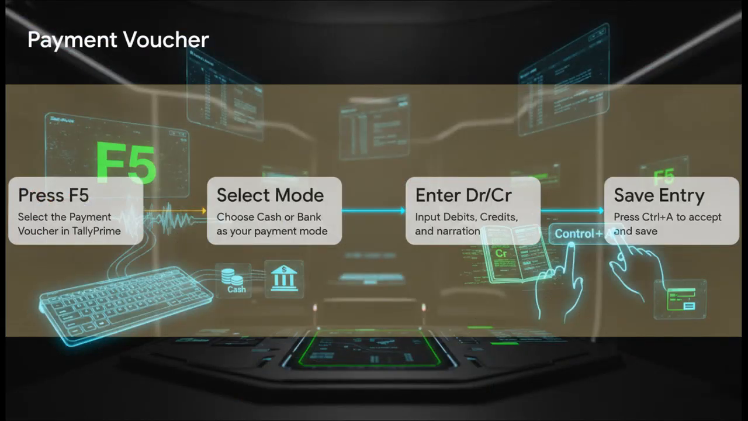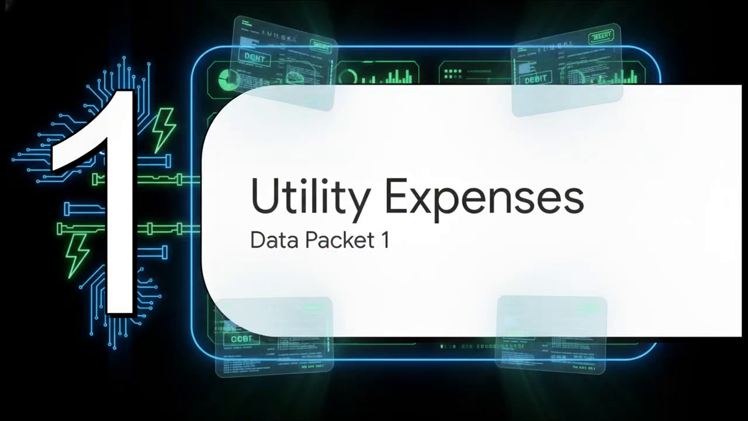Now, here is the exact workflow we're going to use to log these entries efficiently in Tally Prime. First, you'll start by pressing F5 to launch the payment voucher. Next, select your mode, like cash or bank. Then, input your debits, credits, and a brief narration. Finally, just smash Ctrl+A to instantly save your work. Easy, right?